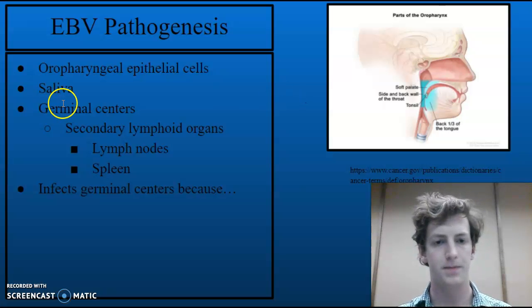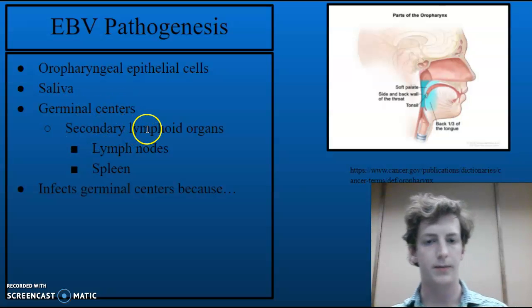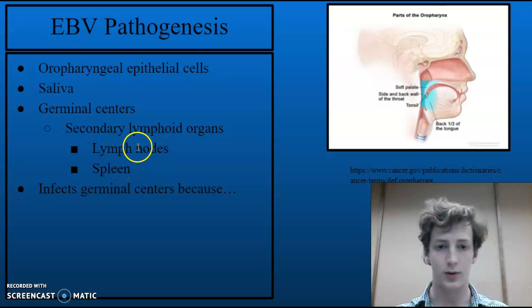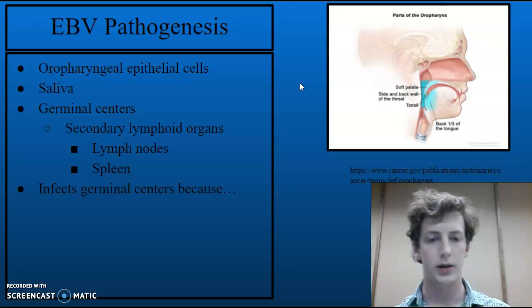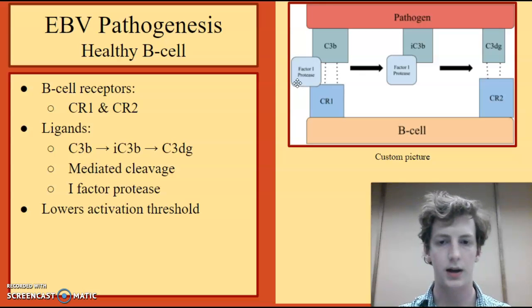Now, EBV attacks germinal centers also. Germinal centers are found in secondary lymphoid organs, such as the lymph nodes and the spleen. Especially the lymph nodes. As I've said before, there are about 200 in the neck. And of course, if it's the kissing disease, then the ones in the neck are the ones that are most readily available. Now, it infects the germinal centers because of the abundance of B cells in there.